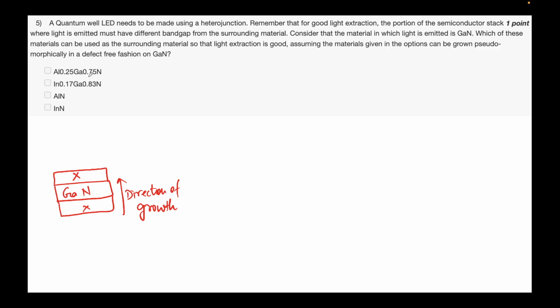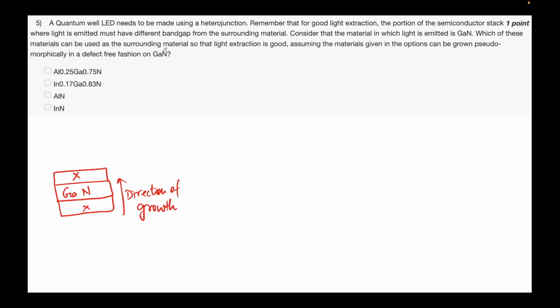Quantum well LED, so we need to make an LED device from a heterojunction. You can see this is a heterojunction, so there's some semiconductor X and gallium nitride. This X cannot be gallium nitride, which is also not in either of the options, so we are good there. For good light extraction, the portion of the semiconductor stack where light is emitted must have a different band gap from the surrounding material. Hence this is a heterojunction. This is gallium nitride, this is some other material of different band gap. Thus we have in fact two heterojunctions in this problem, just like a BJT where we had two PN junctions. The light material where light is emitted is gallium nitride. We have already written that.